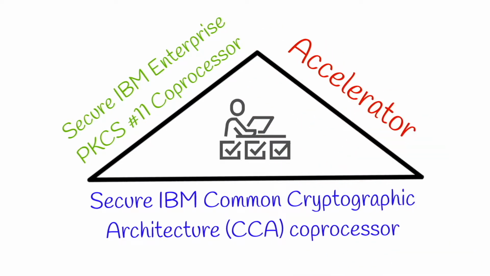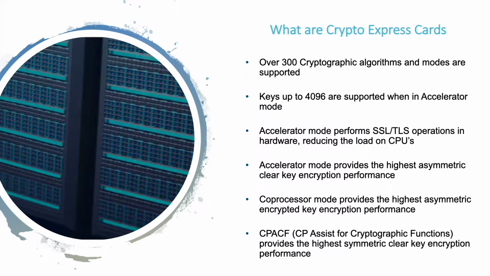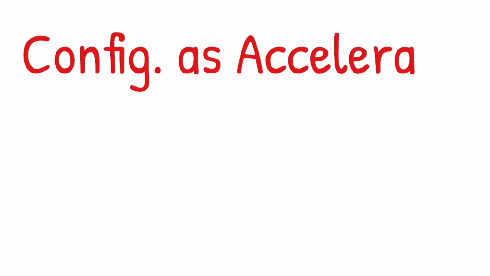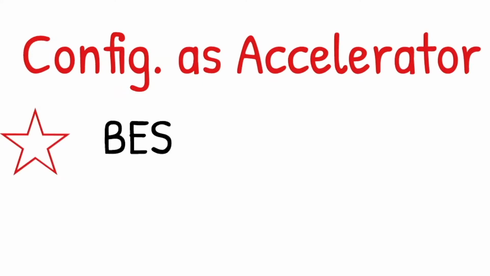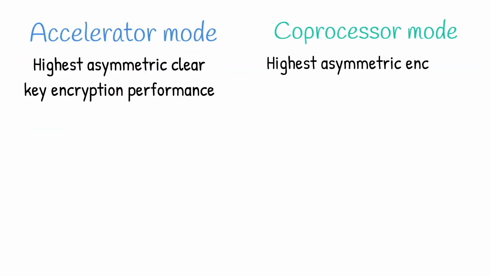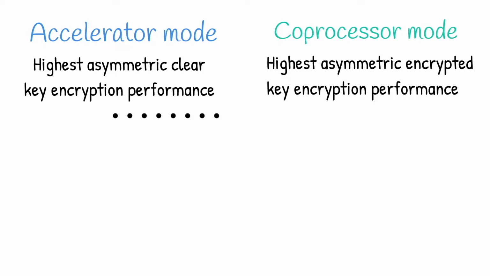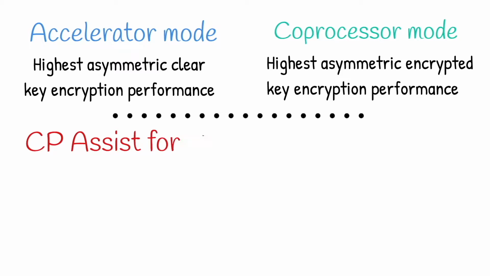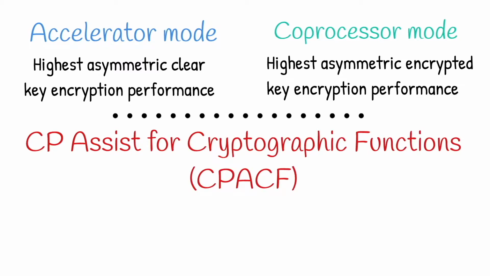This is used a lot for SSL and TLS processing to help you offload processing from your IFLs and CP engines. The crypto cards support a large number of different functions. They support over 300 different algorithms and modes. While in accelerator mode, keys up to 4096 are supported. The different cards have different capabilities and strengths. For example, when they are configured as an accelerator, they provide the best performance when you're referring to SSL and TLS type traffic. When they are configured as coprocessors, they're more geared towards asymmetric encrypted key processing. The CPACF, which is the CP assist for cryptographic functions, provides the highest symmetric clear key encryption performance.